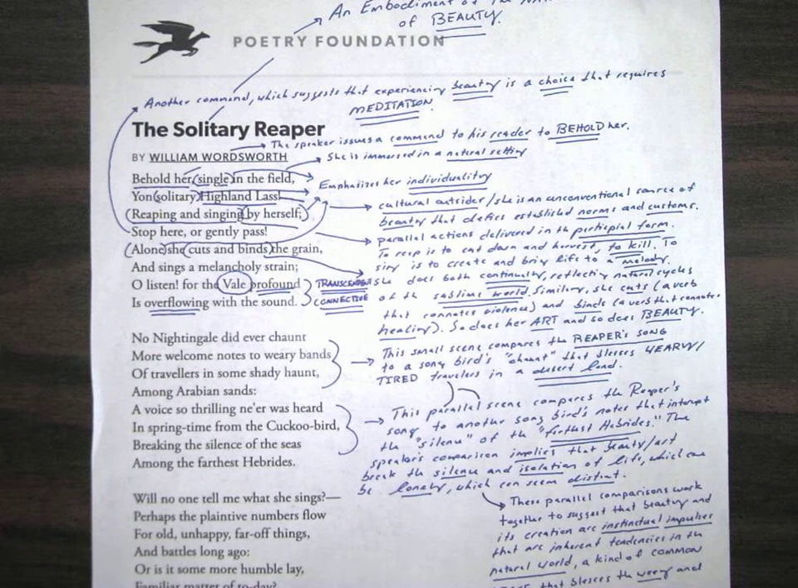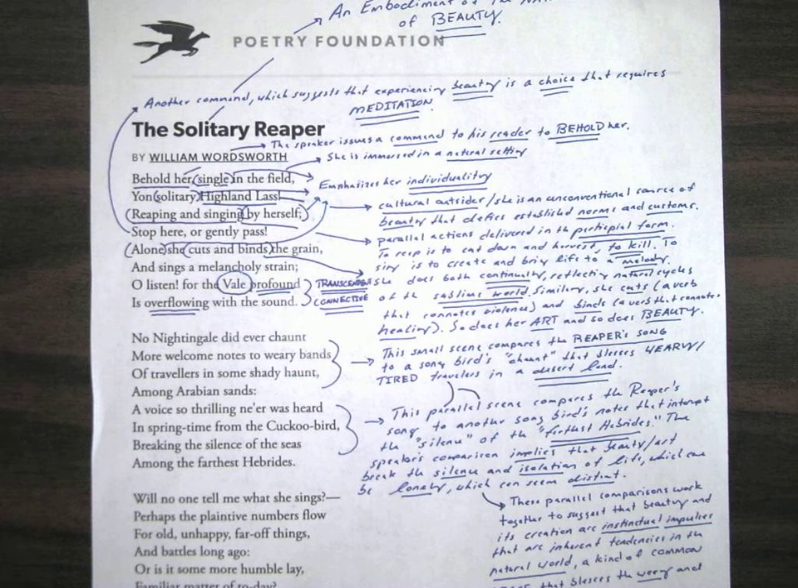Okay, so to reap is to cut down, to harvest, to kill something for the life of something else. And to sing, alternatively, is to create and bring life to a melody. She does both of these actions, one that has connotations of death, reaping, and one that has connotations of life and creation, singing. She does both of these things continually, constantly.